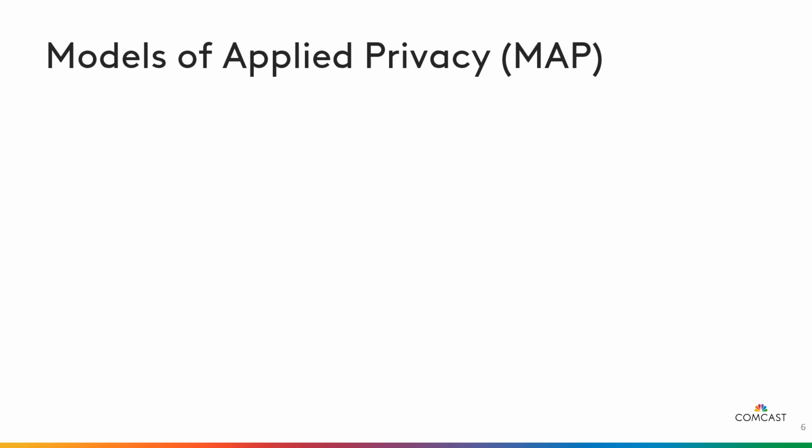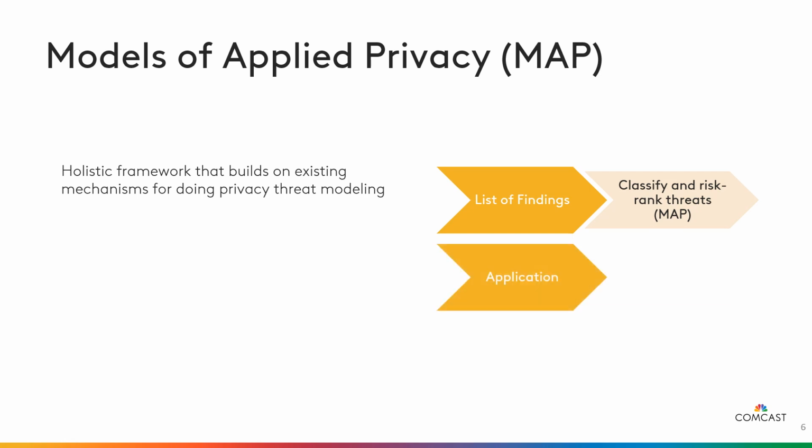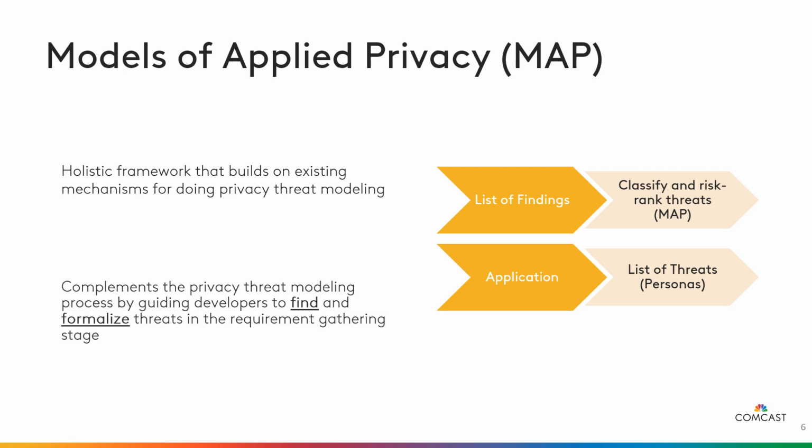To this effect, we build on existing frameworks like Linden, the NIST Privacy Risk Assessment Methodology, and the Taxonomy of Harms, among other sources, to create a holistic framework that complements manual privacy threat modeling. MAP can be used in two ways. First, by threat modelers to classify their existing list of threats, and secondly, by developers to find threats using personas.